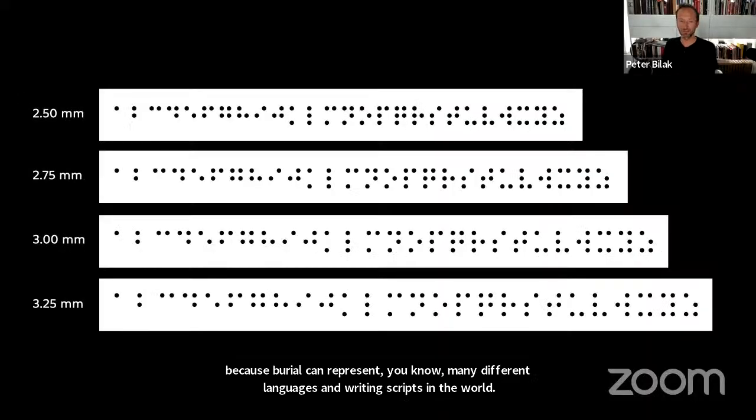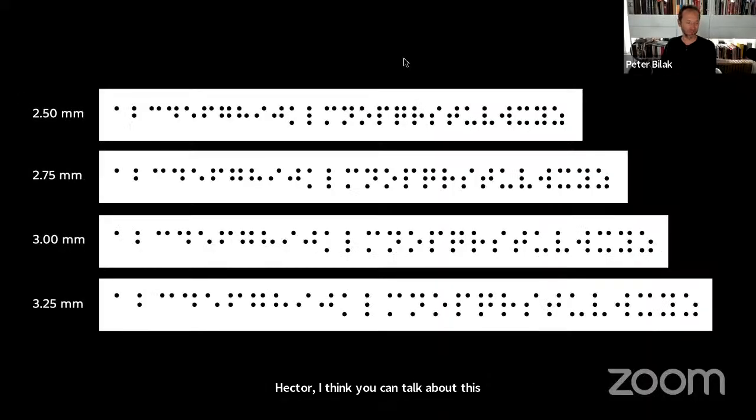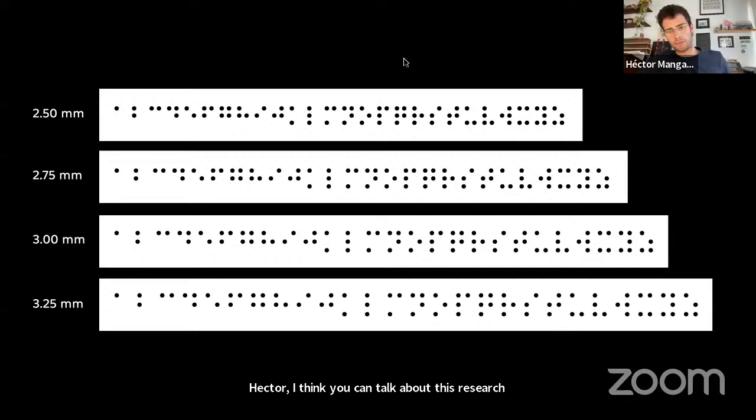Hector, I think you can talk about this research part. Yes, sure. So as Peter was saying, we went beyond the visual difficulties, and we tried to also include people that are completely blind, that can't see. And as we've mentioned a few times, the first thing we need to do is look at previous work and previous things that have been written about the topic.